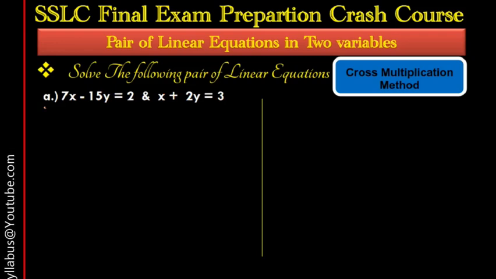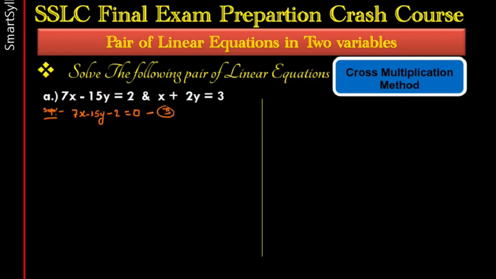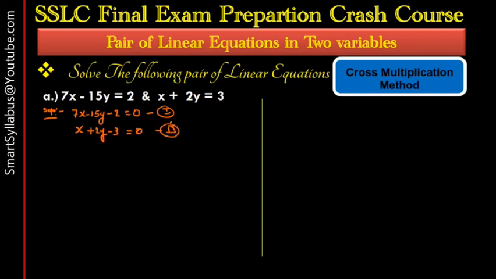Okay. First, the solution part. In the solution, first write down the equations. So it's 7x minus 15y. Take the 2 on the other side, so it gets minus. So minus 2 is equal to 0. Call it as equation 1. Now go for the second one. x plus 2y. Take the 3 on the other side, so we get minus 3. That's equal to 0. Now call this one as equation 2.